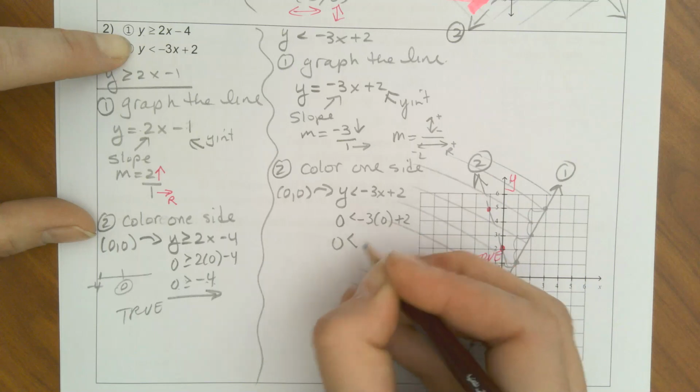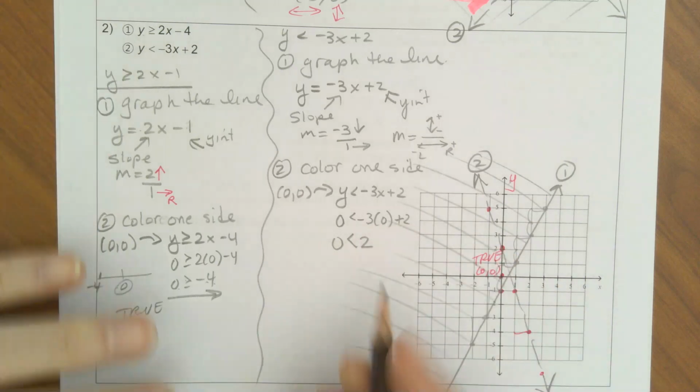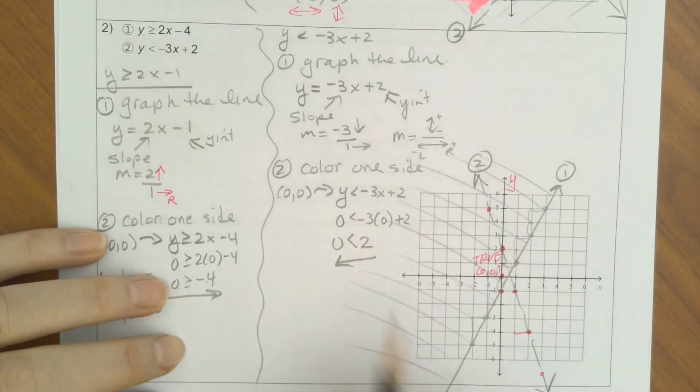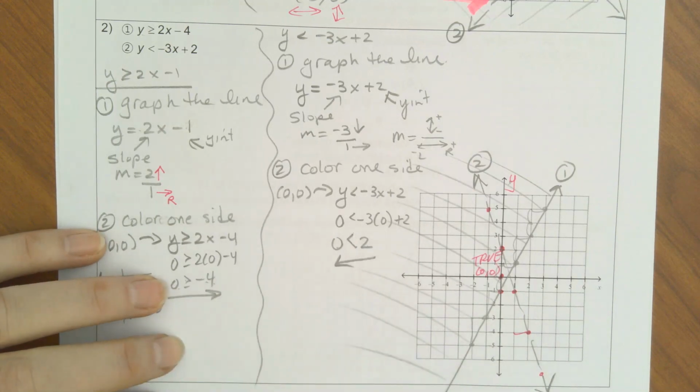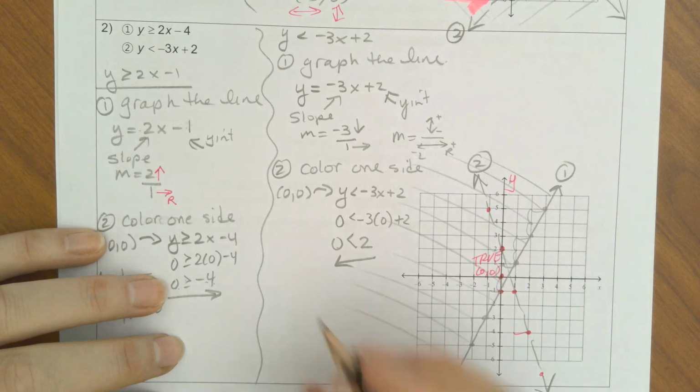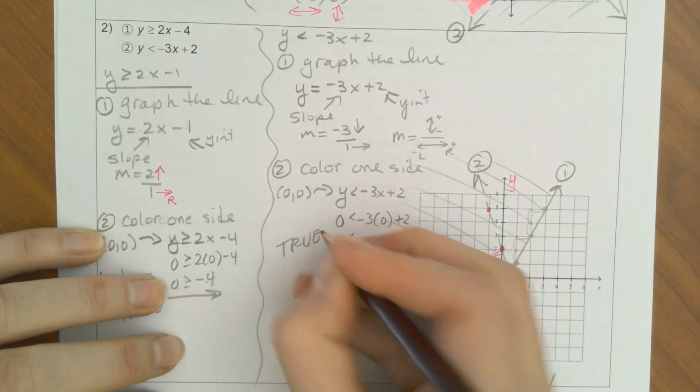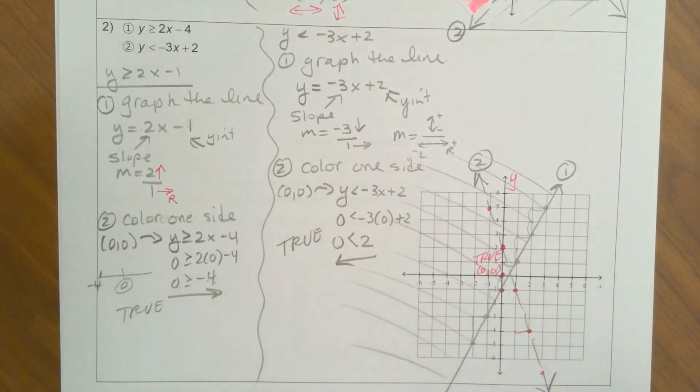Three times 0 is 0, so I just have 2. Let's read it. It says 2 is bigger than 0. Yeah, that's true. I always have to say it a few times to make sure I'm correct.